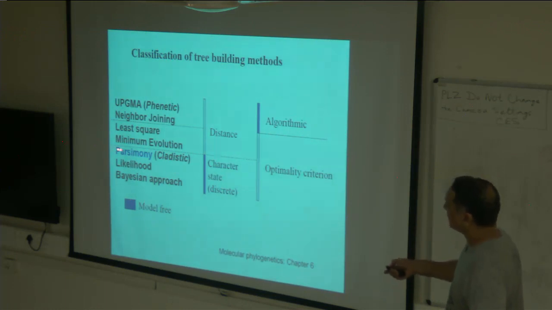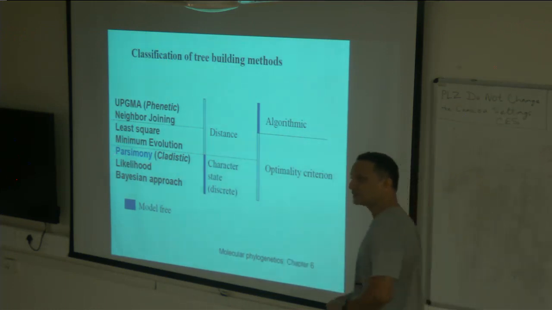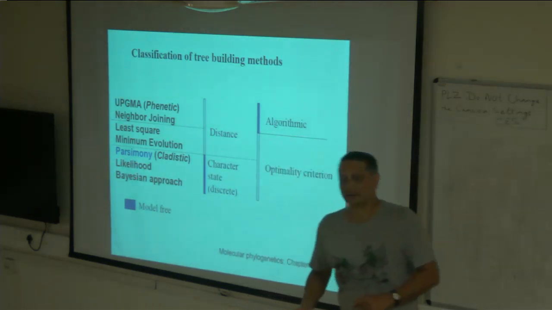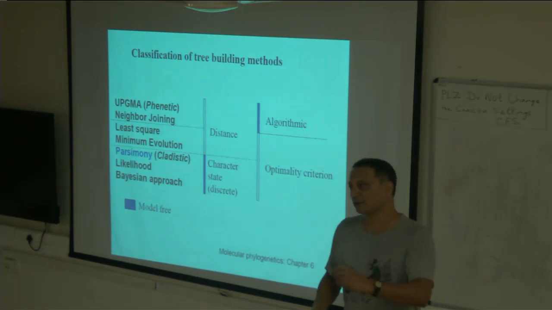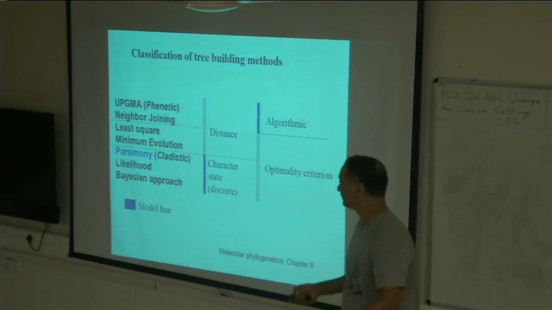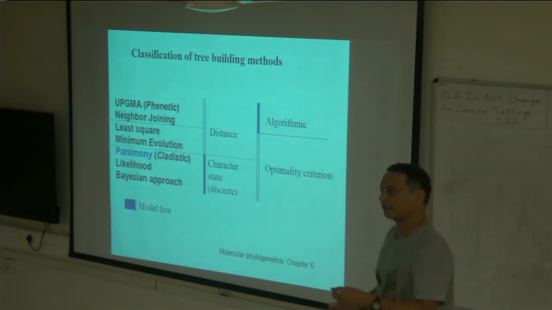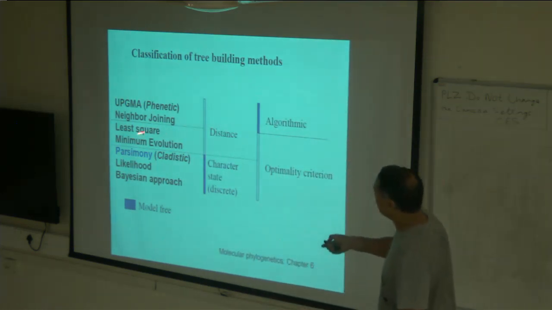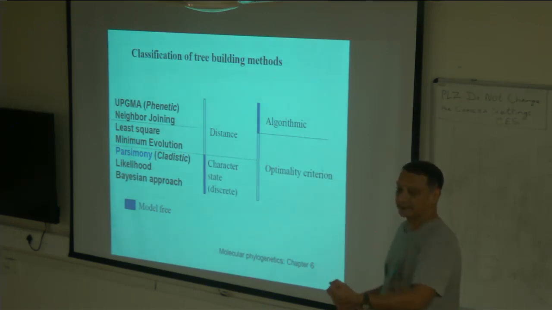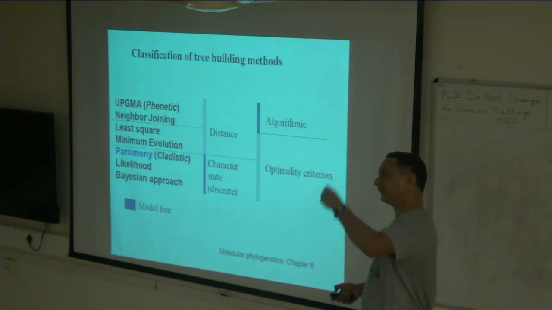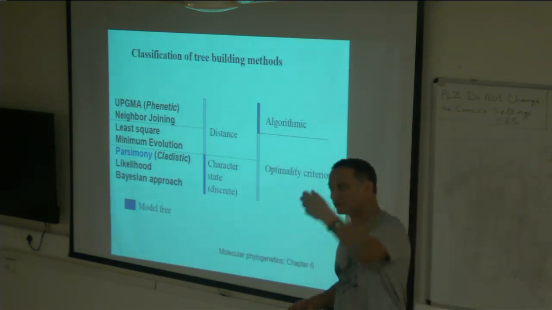And then these are other optimality criteria. Here you're trying to pick the tree with the least number of changes. Here the criteria is likelihood, where you're trying to find the tree with the highest likelihood. And in case of Bayesian, you're trying to find the tree with the highest posterior probability, right? So all of these use an optimality criteria, a criteria that you're trying to optimize, either finding the highest value for that criteria or the lowest value.